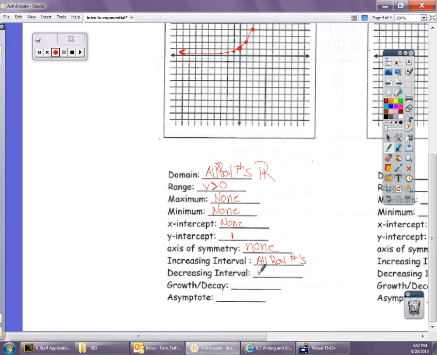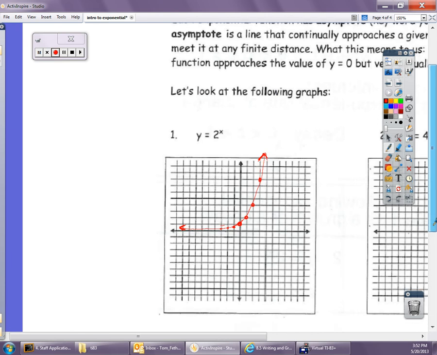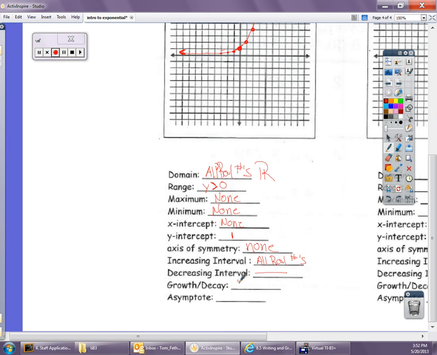It's never decreasing. Is it a growth or a decay? Well, the b value is greater than 1, and if you notice this graph, it's going up. So the graph is going up, so it's a growth. So this graph is a growth. And then it has this asymptote at y equals 0. That's the line that it's getting very close to. So this asymptote, the graph gets very, very close to this line, but never actually touches the graph of y equals 0.